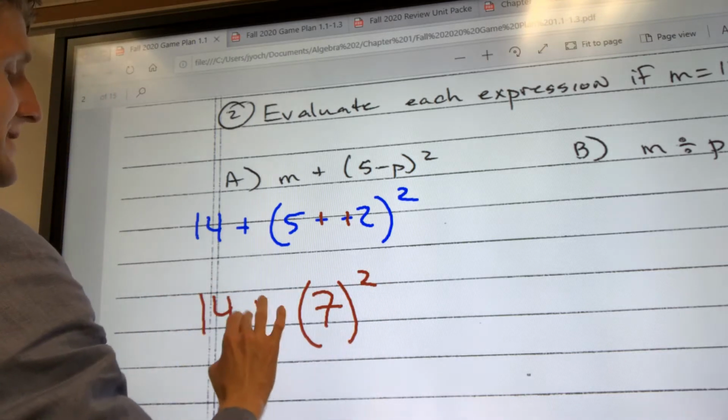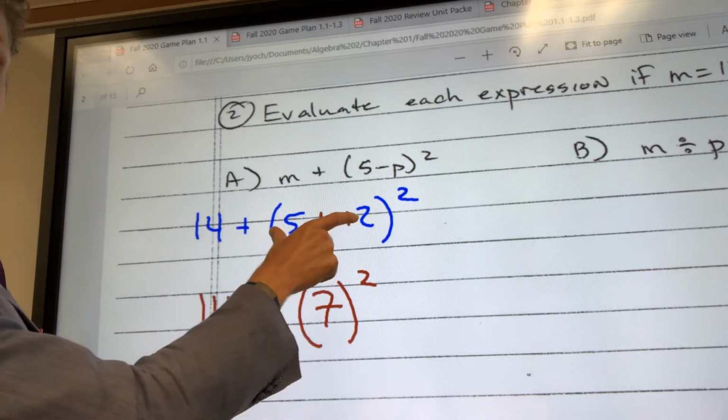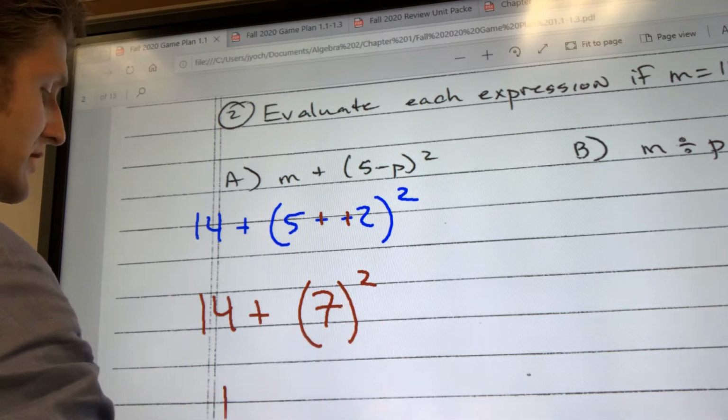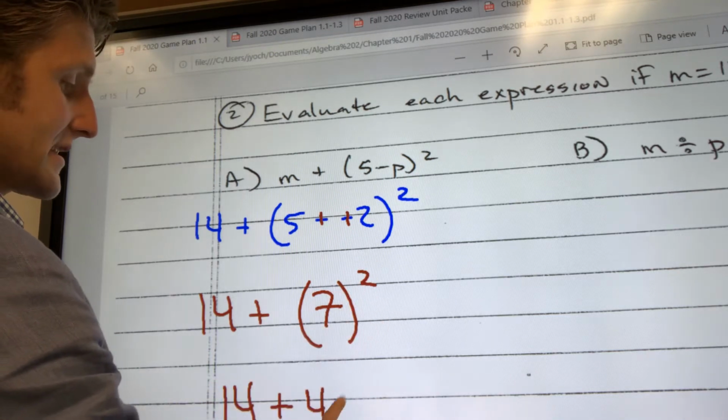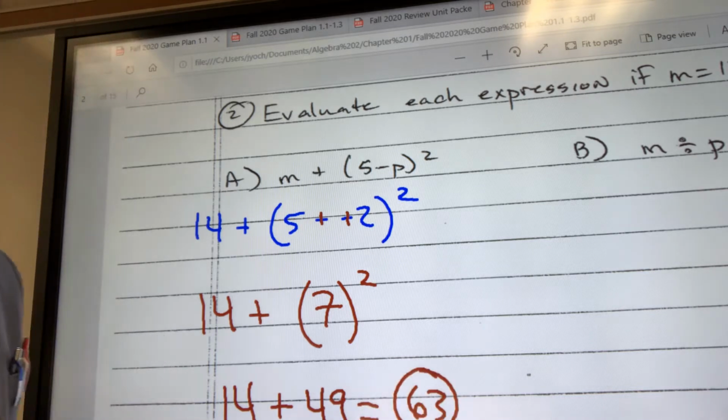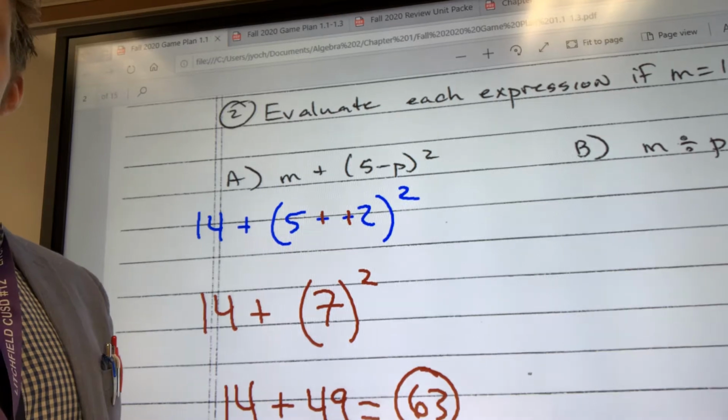Order of operations says handle what's inside that parenthesis first, then we've got an exponent situation here. 7 squared is not 14. It's 7 times 7, 49. 63. There is our answer.